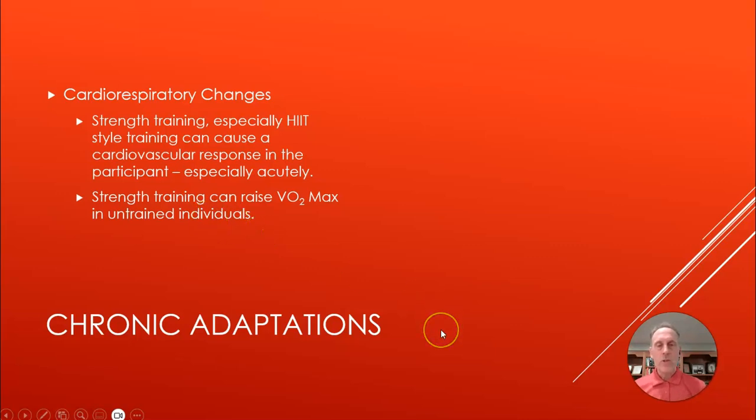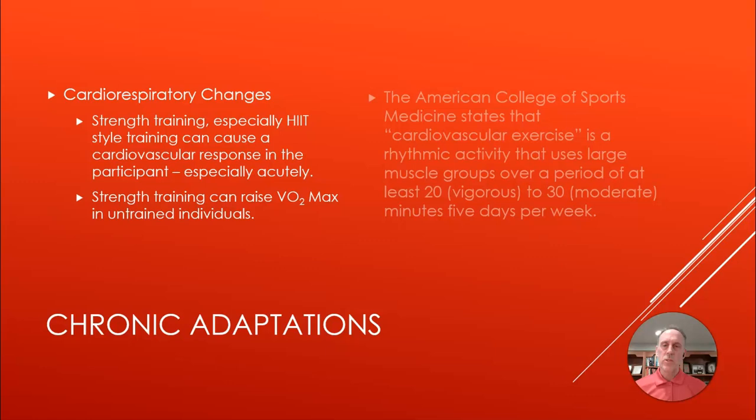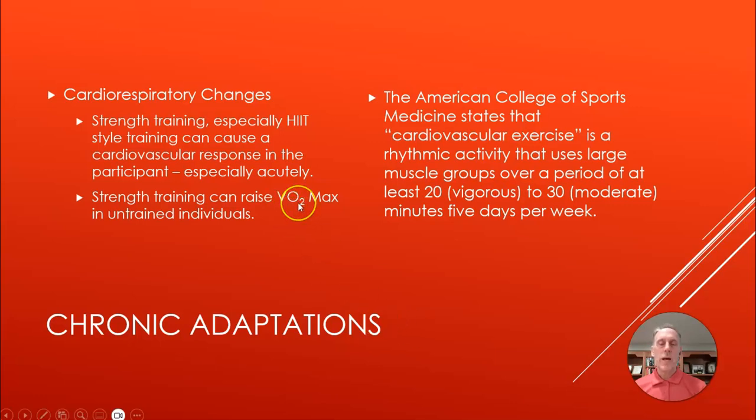So when you have untrained people and you start doing strength training, their bodies will respond in a way where even their VO2 max will go up. Now, eventually, once they've had time in a workout program, what you'll see is their VO2 max will not go up any further. It'll almost plateau out unless you start to introduce cardiovascular training with those individuals. So the ACSM states that cardiovascular exercise is a rhythmic activity that uses large muscle groups over a period of at least 20 vigorous minutes or 30 moderate minutes of work for 5 days a week.